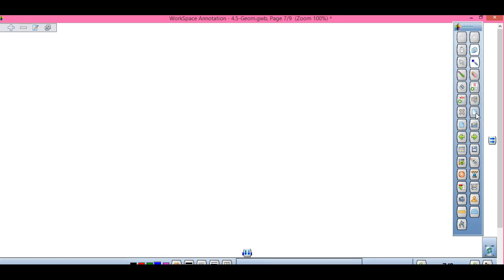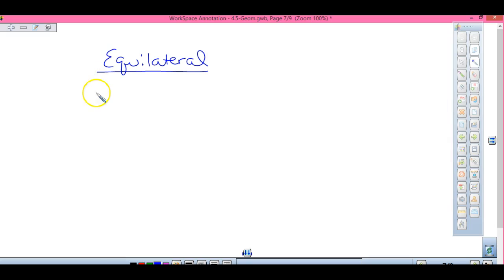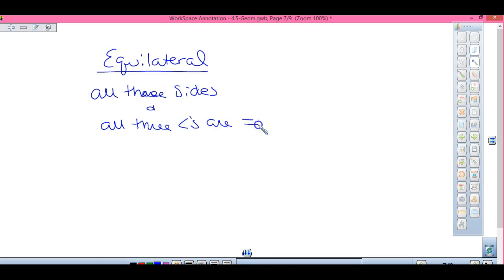You need to jot down a couple of things about equilateral triangles. Equilateral triangles: all three sides and all three angles are congruent. So if I have an equilateral triangle, all three sides are going to be congruent.